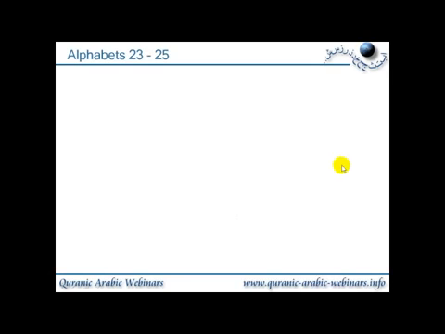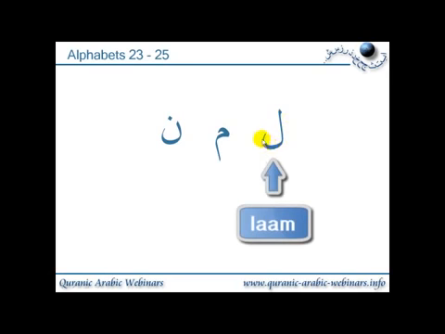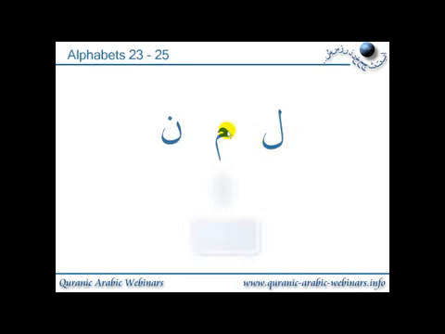Alphabets 23 to 25. Okay, so this first letter here is known as lam. The next one is known as meme. And the third one with 1 dot, this big curve, is known as noon.